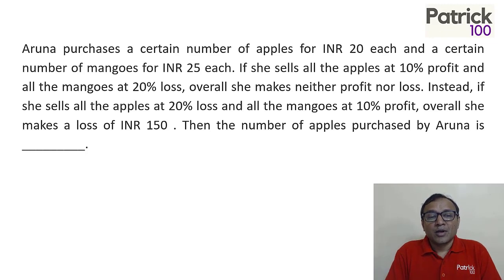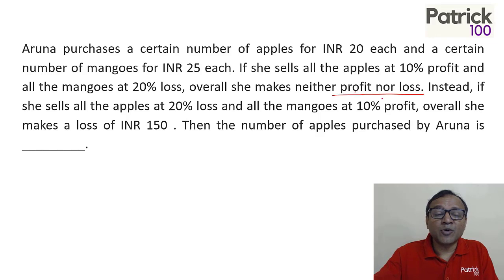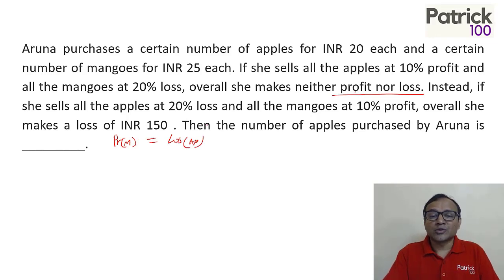Here, Aruna purchased a certain number of apples for rupees 20 each and a certain number of mangoes for rupees 25 each. If he sells the apples at 10% profit and all the mangoes at 20% loss, overall there is neither profit nor loss. When there is neither profit nor loss, that means the profit made by mangoes will be equal to the loss made by apples.